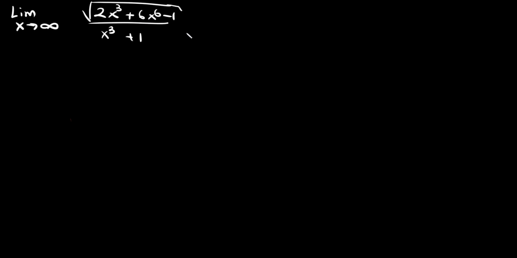So let's do this one. What I must do first is try to see what my highest power in my denominator is. And I found out x to the power of 3 is my highest power. So what I should do is divide by x to the power of 3 everywhere. So x to the power of 3 divided by x to the power of 3, plus 1 divided by x to the power of 3.